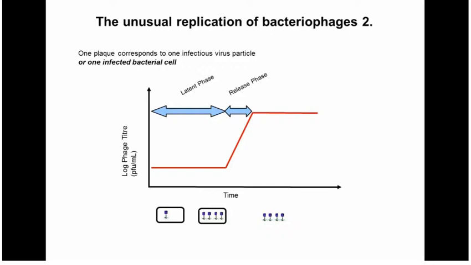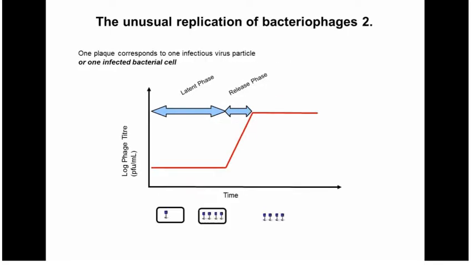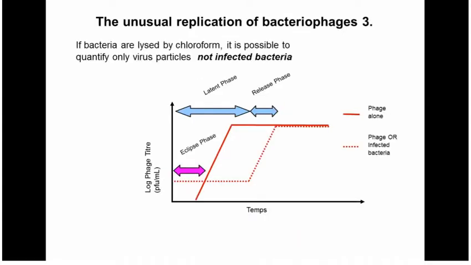So what was then done is that you can lyse these bacterial cells, because these are gram-negative bacteria, Escherichia coli, sensitive to chloroform, whereas this is a naked, non-enveloped virus particle, resistant. So you can lyse the infected cells, and that gives you access to be able to count the number of phage inside the infected bacteria.